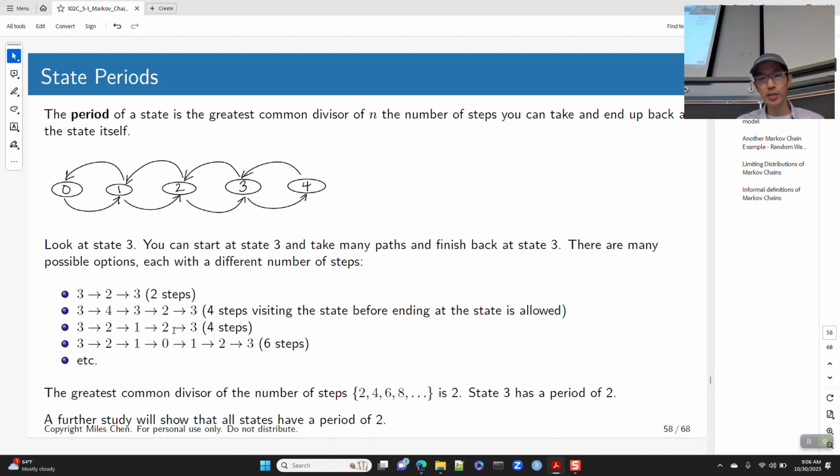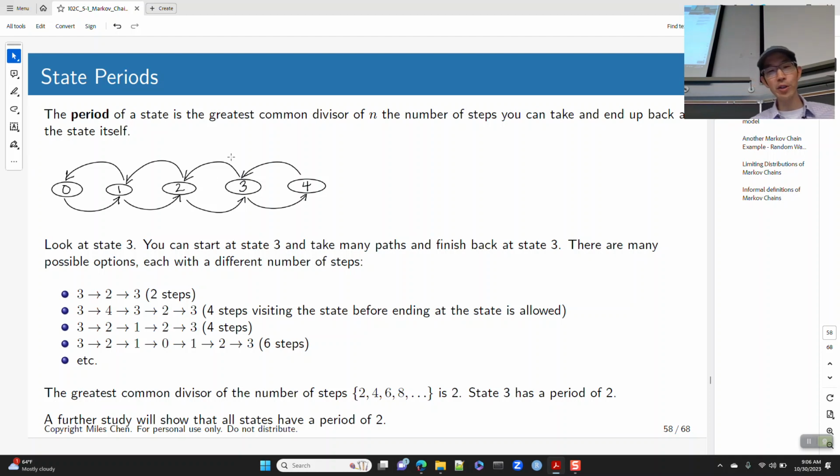Markov chain has to be aperiodic, okay? So what does it mean to be aperiodic? Well, we have to talk about what it means to be periodic, which is the greatest common divisor of the number of steps you can take and end up back at the state where you started. Okay, so this is a little bit weird.